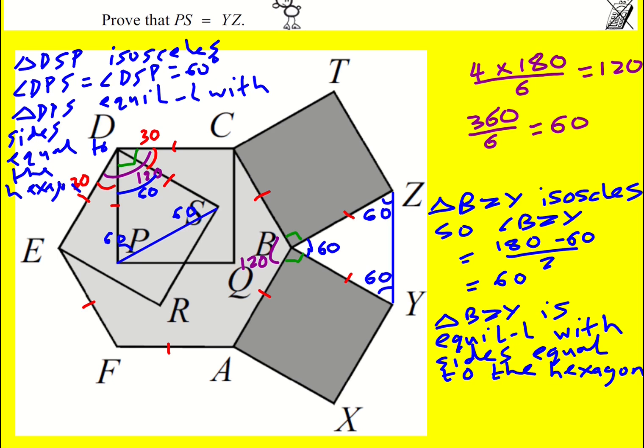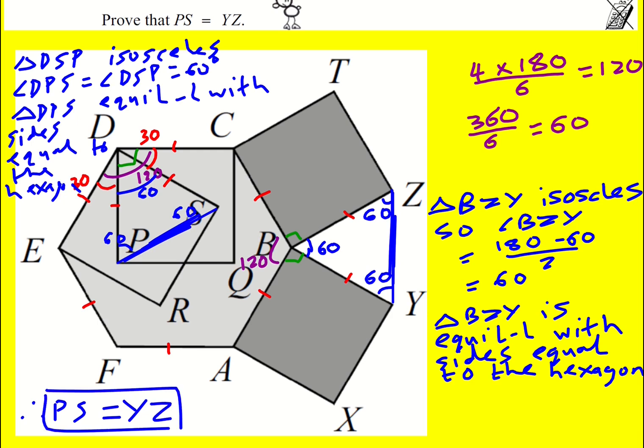I mean, what we've actually shown is every single line on this whole diagram is the same length. And that means that PS, which is part of this triangle, is going to equal YZ, which is part of that triangle over there. All right, really nice question.